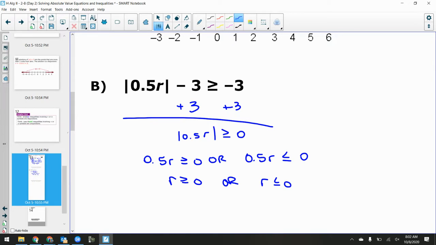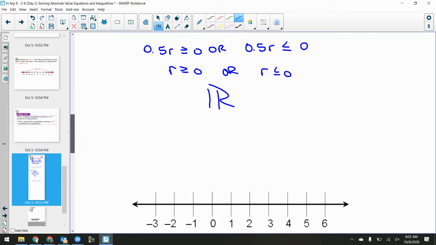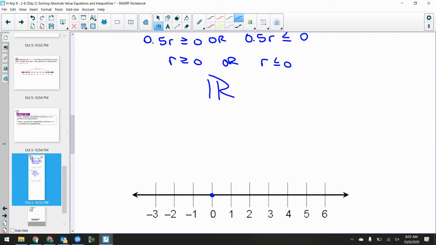So what are my solutions here? I have any number greater than or equal to 0, or any number less than or equal to 0. All real numbers. If I ever asked you to graph that, you could really put this closed dot anywhere, but I'm going to reinforce it with the 0 point here, going to the right or to the left.